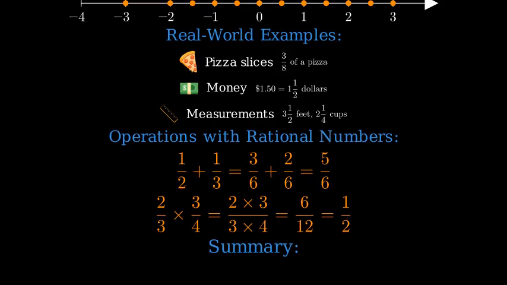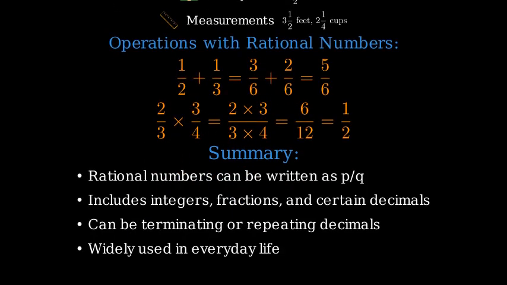To summarize, rational numbers are numbers that can be expressed as a fraction of two integers, where the denominator is not 0. They include integers, fractions, terminating decimals, and repeating decimals. Rational numbers are incredibly useful in real-world situations, from cooking measurements to financial calculations.